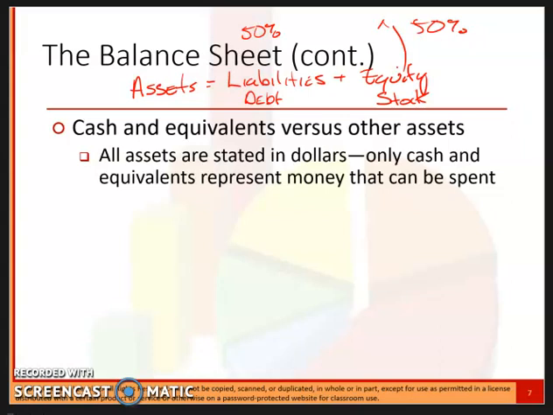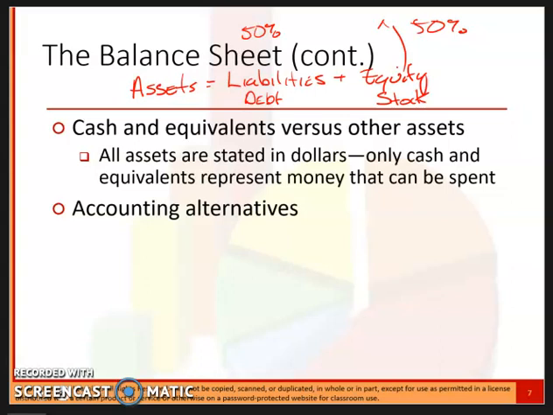There's a whole lot of assets on the balance sheet, property, plant, and equipment, and so forth, that aren't easily converted to cash. This is why we have ratios with regard to liquidity and so forth.